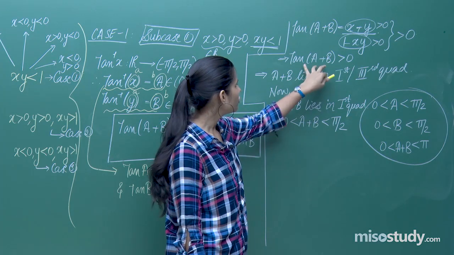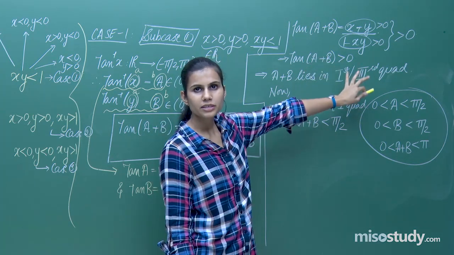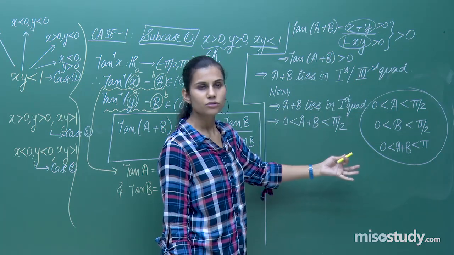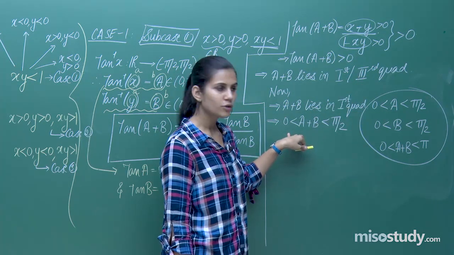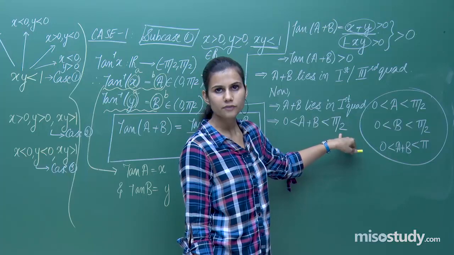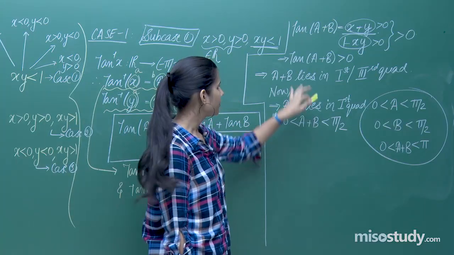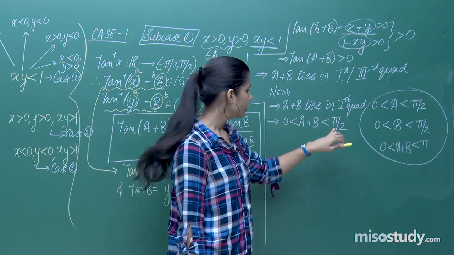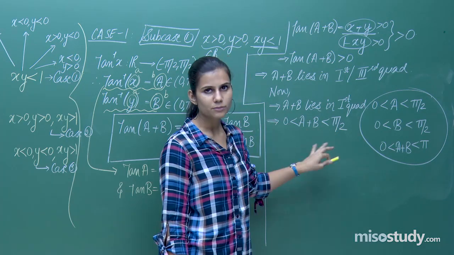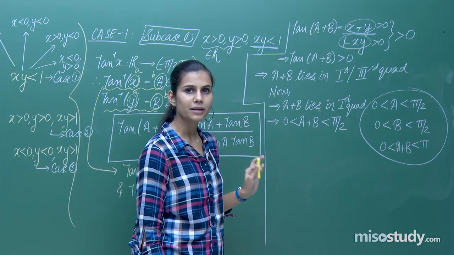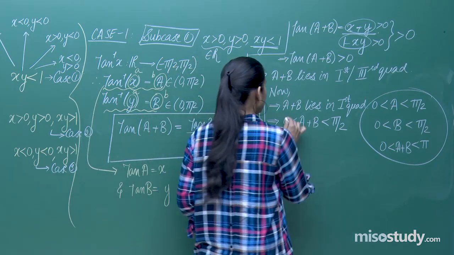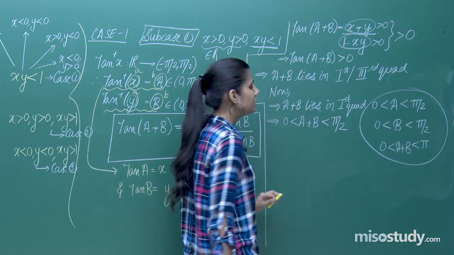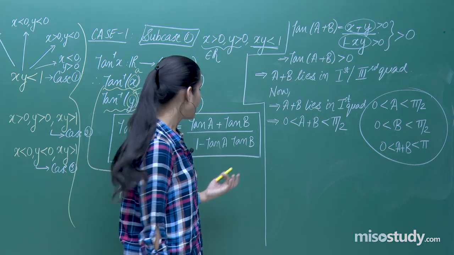Fine, it cannot be 0 because tan of A plus B is not equal to 0, it is greater than 0. Tan 0 is 0, you know. So A plus B has to be greater than 0, and obviously at pi by 2 tan is not defined, so it cannot be equal to pi by 2. So here equality cannot come, so we have A plus B lying between 0 and pi by 2. If A plus B is lying between 0 and pi by 2, what can I now next say?